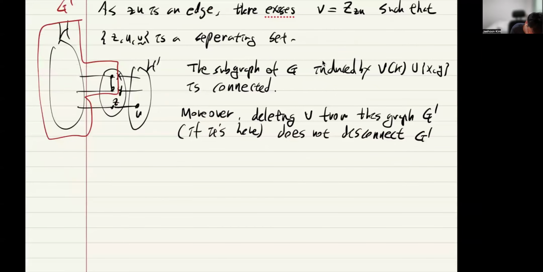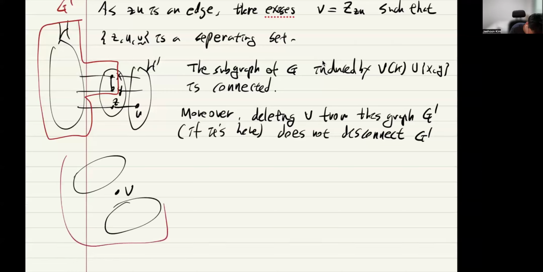Why? If it disconnects G prime, then what happens? This is how G prime looks like. And where are X and Y? If X is here and Y is here, then B does not disconnect, right? So at least one part has no X and Y here. For all we know, B could be one of X and Y. We don't care. So we know for sure that there is only one part with X and Y, maybe X or Y here. But here there are no X, Y.